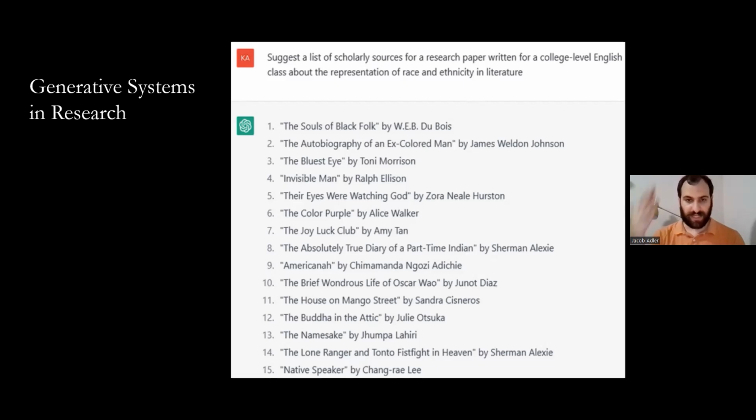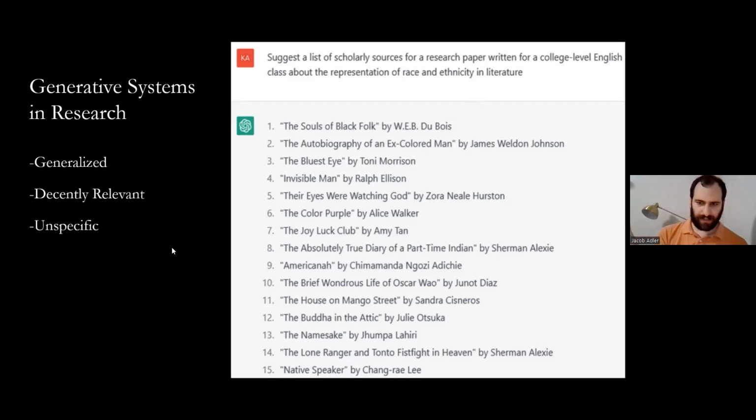Well, it gave me this list of books. What kind of books do we have on there? Well, there's The Bluest Eye by Toni Morrison. There's Ralph Ellison's The Invisible Man. We got The Joy Luck Club by Amy Tan. So all of these things are very general. They're not terribly specific, but they are relevant to the question that I asked. I didn't ask about a specific ethnicity or a specific type of representation. So it's decent for what I asked for, but it's not terribly specific.